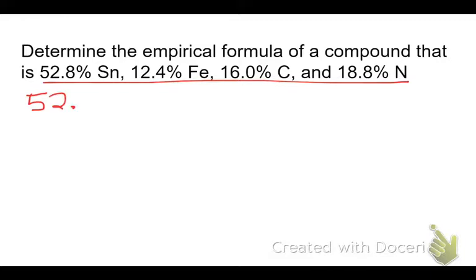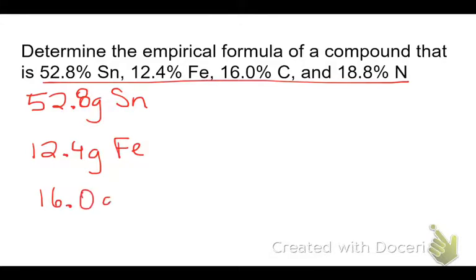So 52.8% turns into 52.8 grams of tin. We have 12.4 grams of iron. We have 16.0 grams of carbon. And last but not least, we have 18.8 grams of nitrogen. That's our first step, easy peasy.